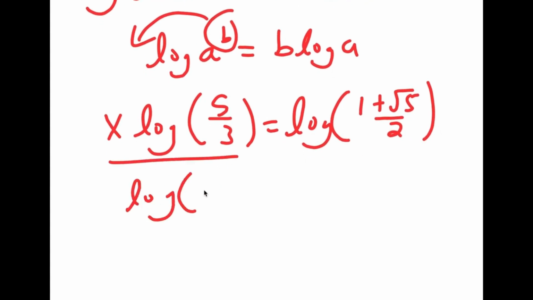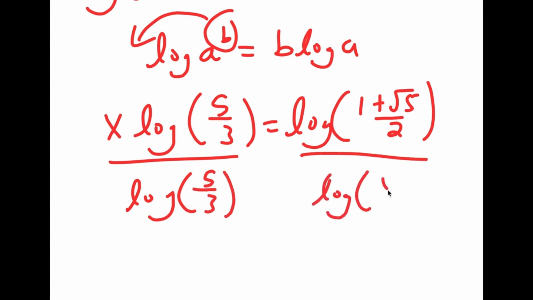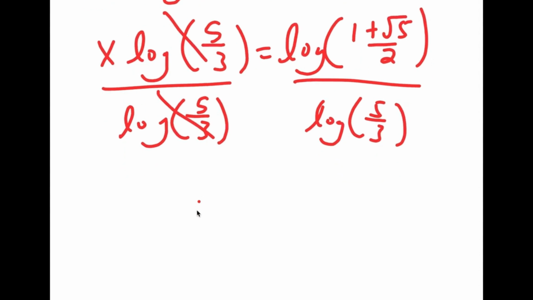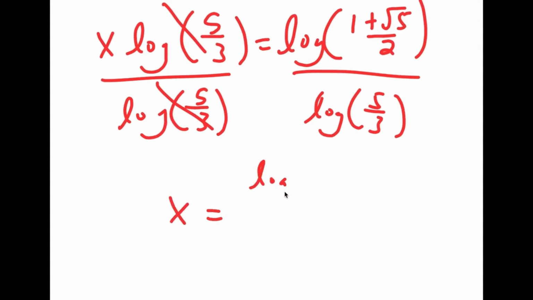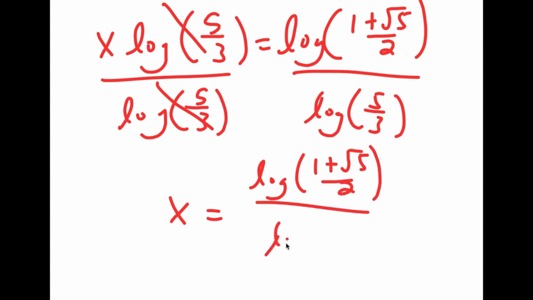Now if I divide both sides by log (5 over 3), these two cancel out, and I get x is equal to log of (1 plus the square root of 5, over 2), over log (5 over 3).